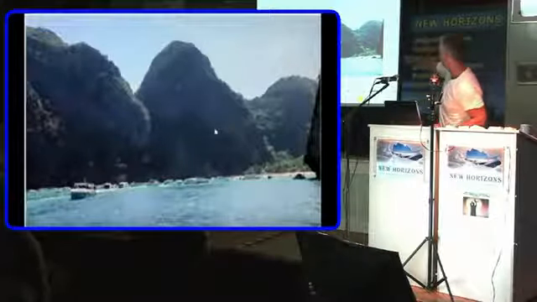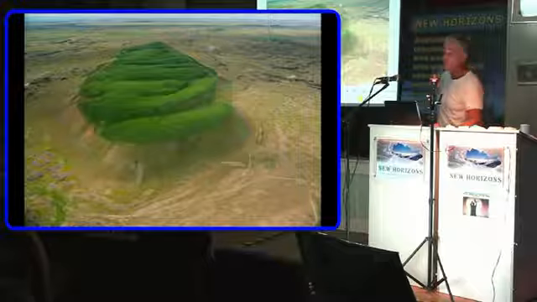Okay, this is another giant's footprint, or what's left of the giant's foot. That also is exactly the same as the one in Nigeria. It's 0.7 of a mile long.